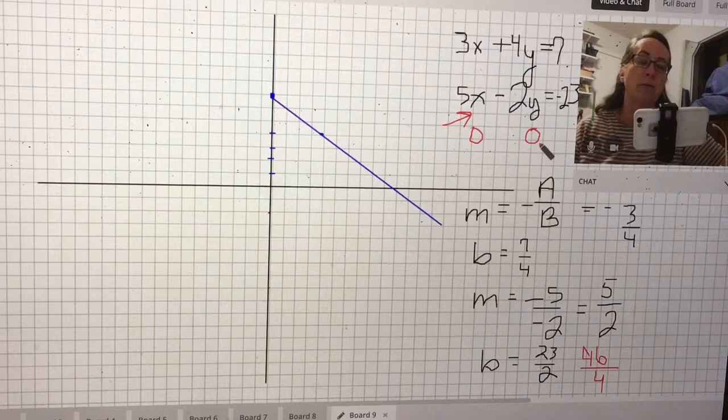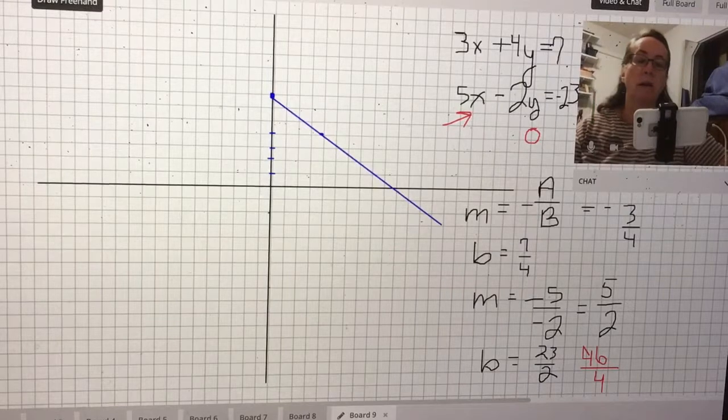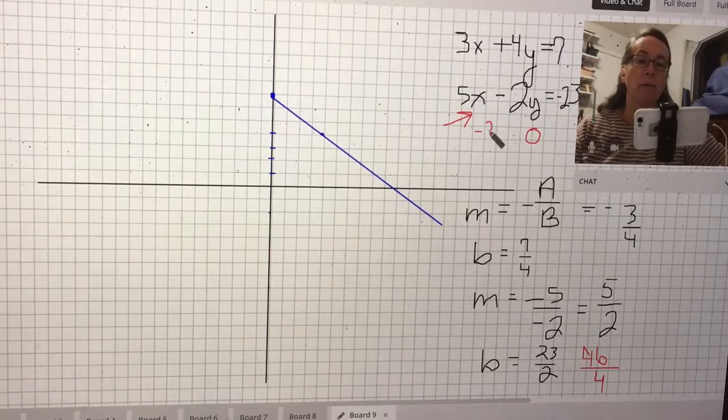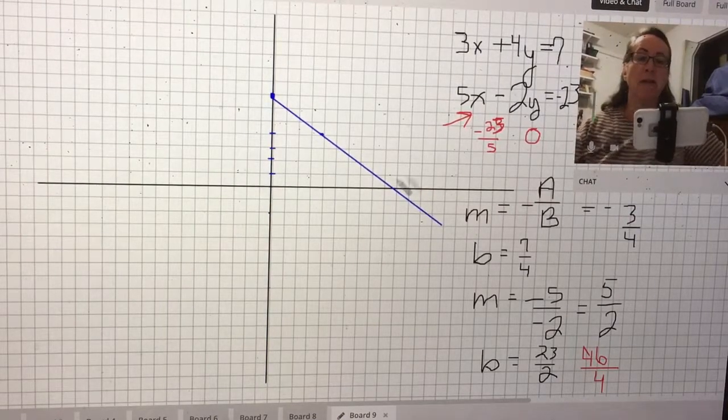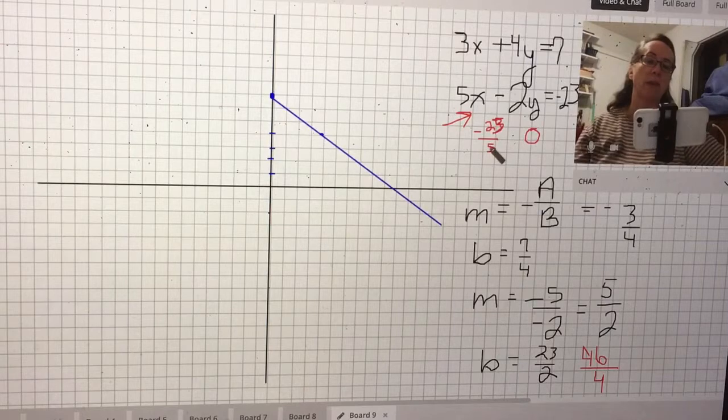If we plug in a 0 for the y, then we're going to have what for the x to get to negative 23. So we're going to end up having 5x is going to be negative 23 fifths. So negative 23 fifths is the x-intercept. Okay, so that's not going to be easy because that's going to be negative 4 3/5, and that's not going to be easy to graph either.